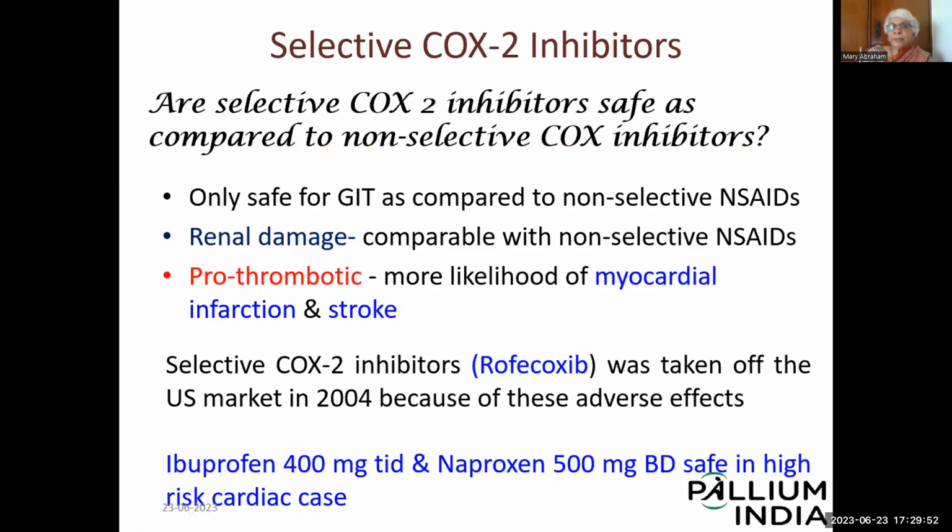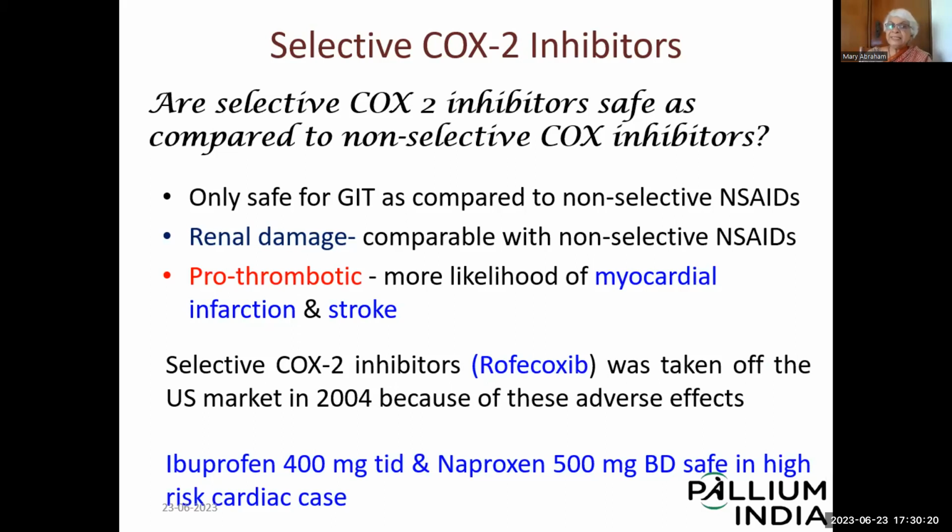Now, the question we need to ask is, are selective COX-2 inhibitors safe as compared to the non-selective inhibitors? Because they are not affecting the COX-1 enzyme, they are safe for the GIT. But where the renal damage is concerned, it is as bad as the non-selective NSAIDs. So don't think that the COX-2 inhibitors are safe in patients with renal dysfunction.